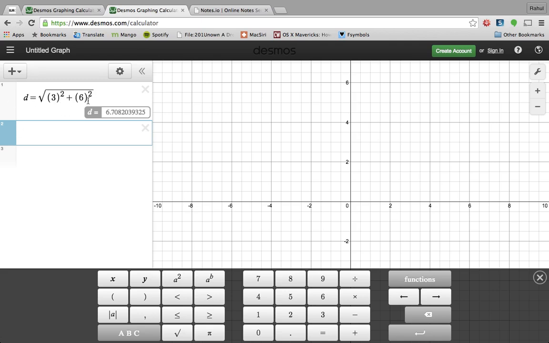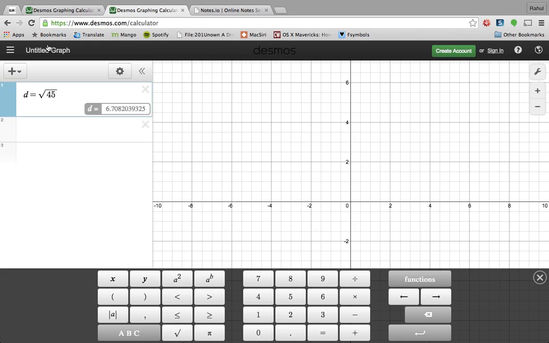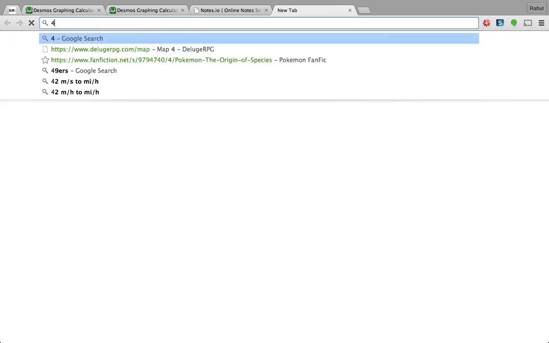So now we have this, right? So what's 6 squared? I think it's 36. And what's 3 squared? 9. So 9 plus 36 square rooted is going to get you d. 36 plus 9 is 45, so we need to find the square root of 45. Let's use 45.